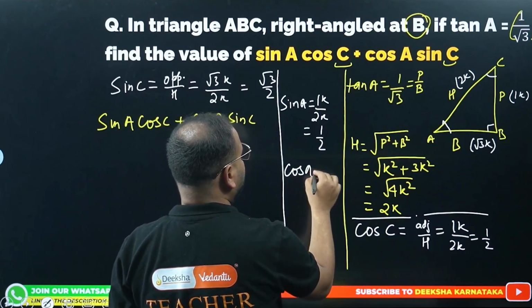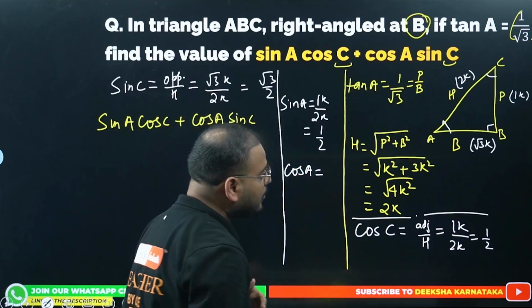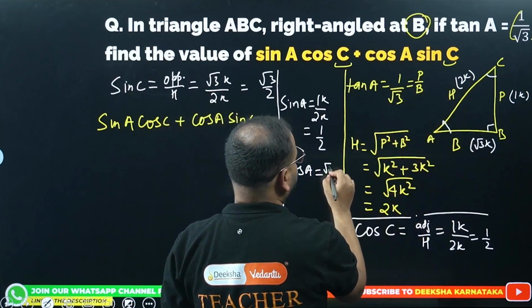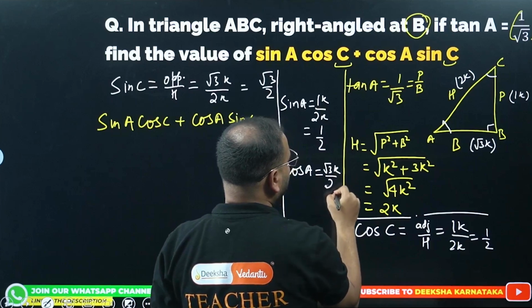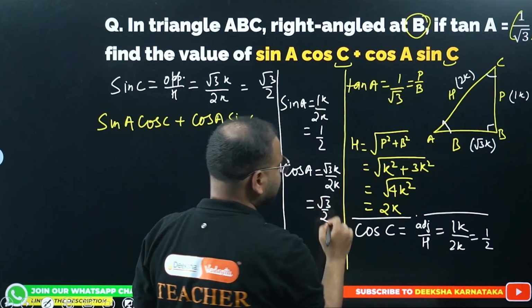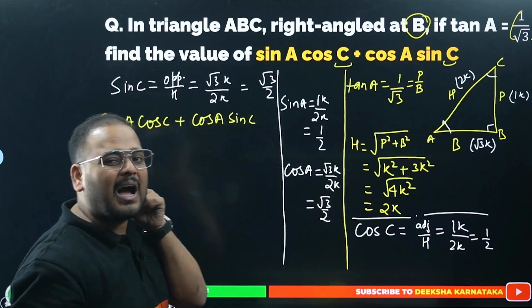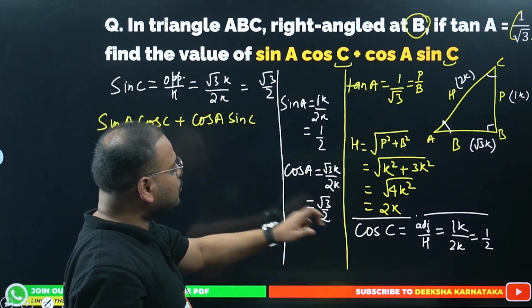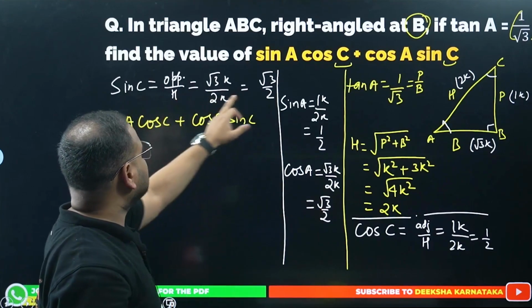My cos A will be base by hypotenuse, so root 3k by 2k, which is root 3 by 2. Now if you want to have a pattern, if you want to recall, check out here. Cos of A is root 3 by 2 and sin of C is root 3 by 2.